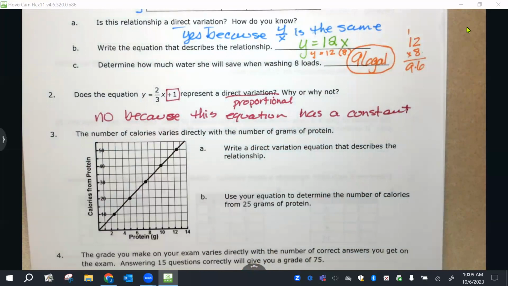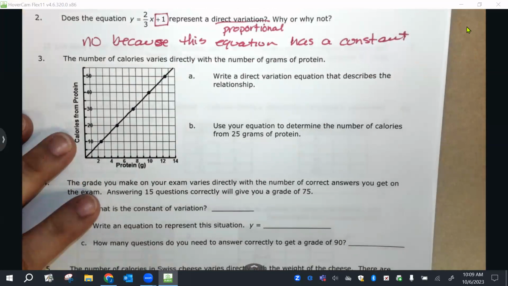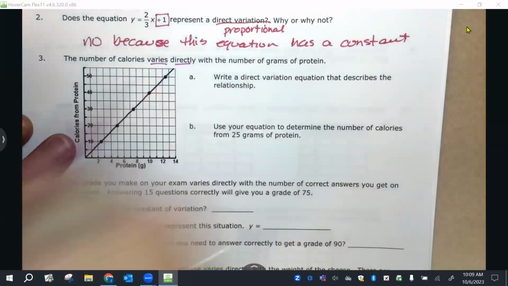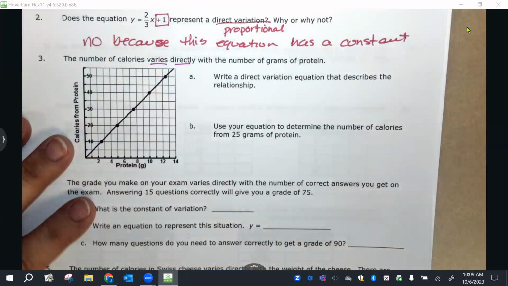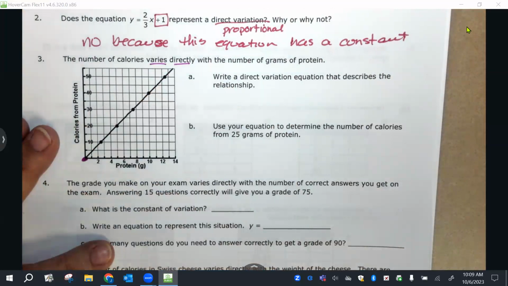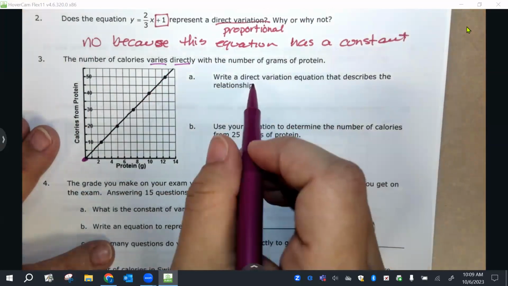All right, I'm going to do number 3 with you, and then I'm going to let you finish working on this on your own. Number 3. The number of calories varies directly with the number of grams of protein. Remember, when I see those words, that immediately tells me it is proportional. I can see it here because it touches 0, 0. Write a direct variation equation that represents or describes the relationship.